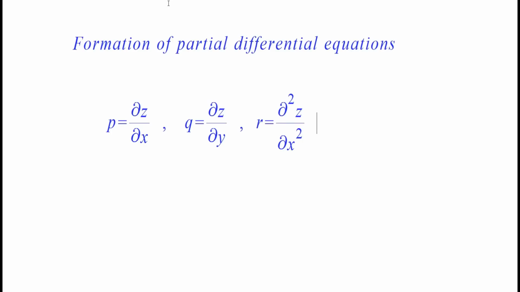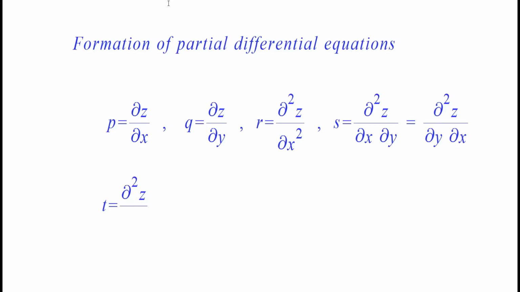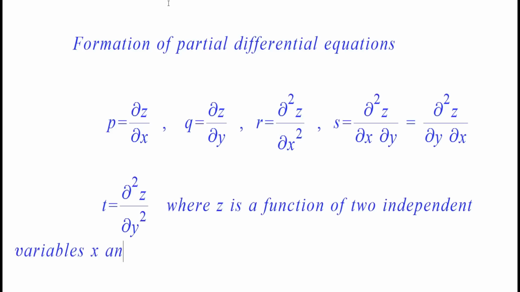The five notations are P is equal to dou z by dou x, Q is equal to dou z by dou y, R is equal to dou square z by dou x square, S is equal to dou square z by dou x dou y is equal to dou square z by dou y dou x, T is equal to dou square z by dou y square, where z is a function of two independent variables x and y.